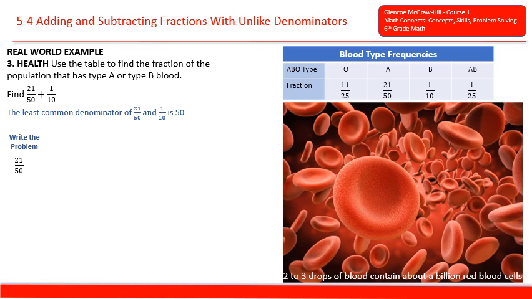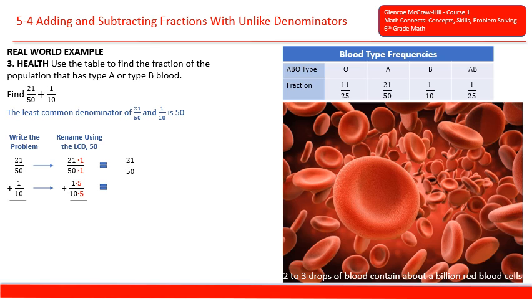So if we write the problem, 21/50ths, we're going to be able to leave that fraction alone. But we do need to rewrite 1/10 to an equivalent fraction with 50 in the denominator, which would be 10 times 5. So we will write 10 times 5 in the denominator. Whatever we do to the denominator, we do to the numerator. So we're going to multiply the numerator times 5 as well.